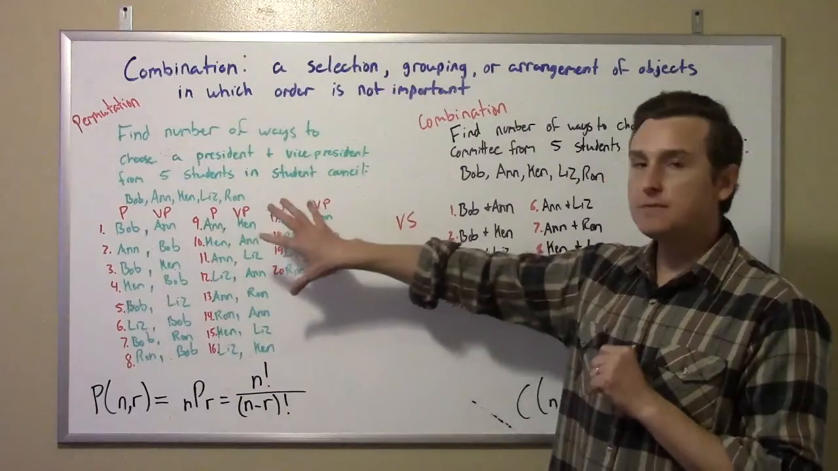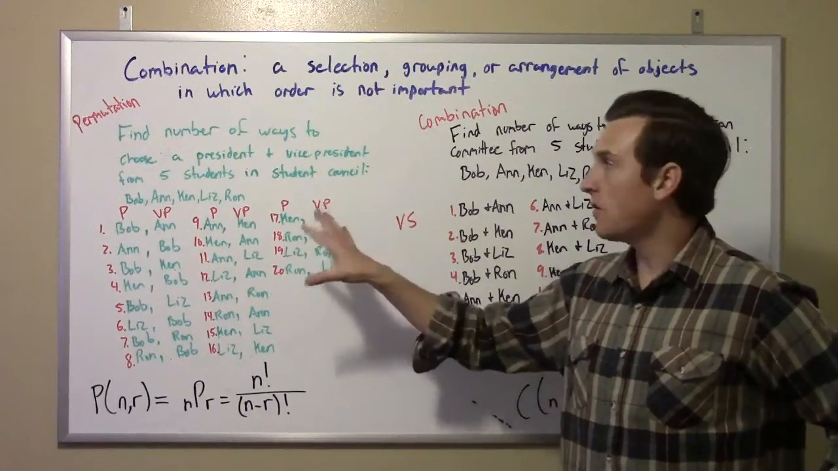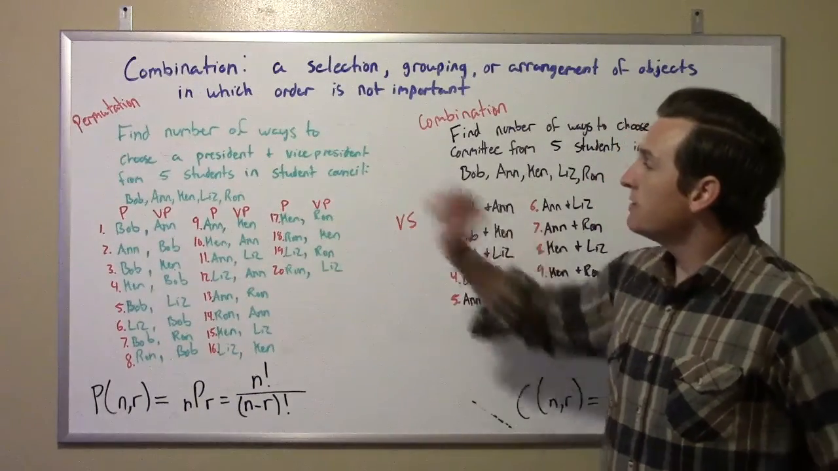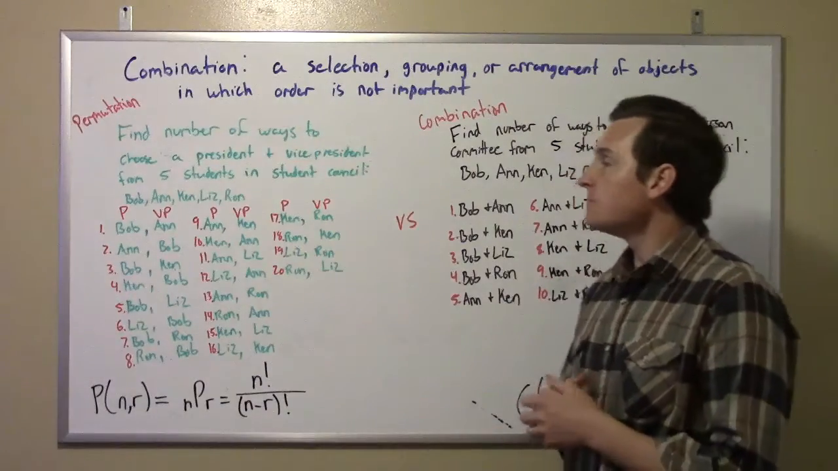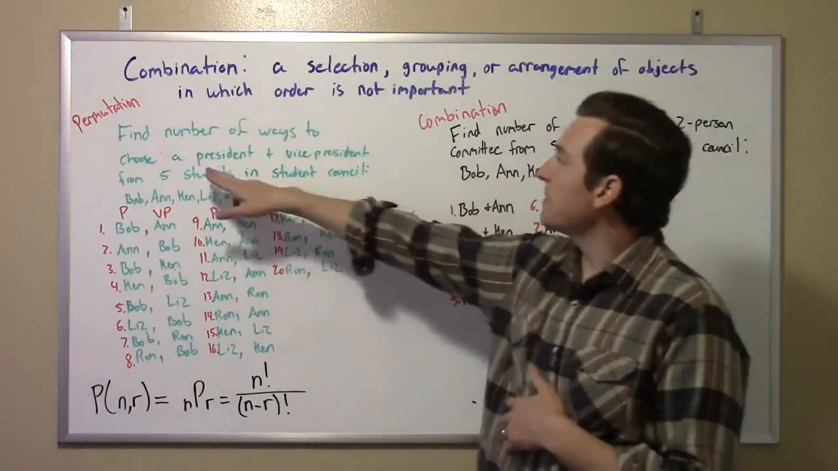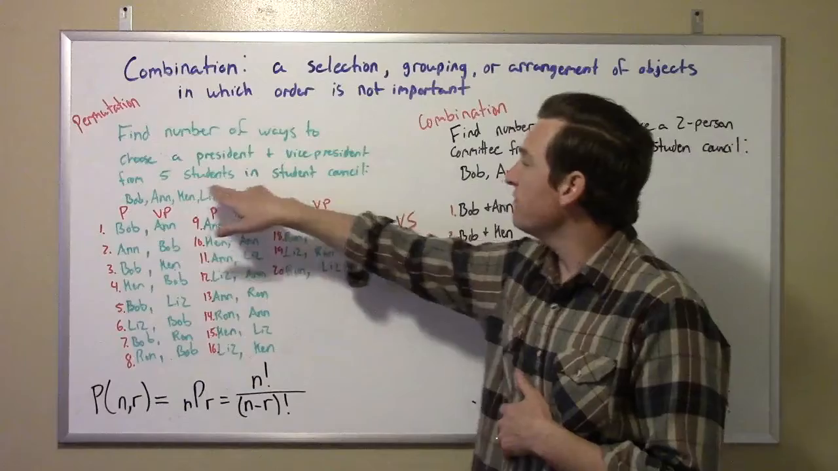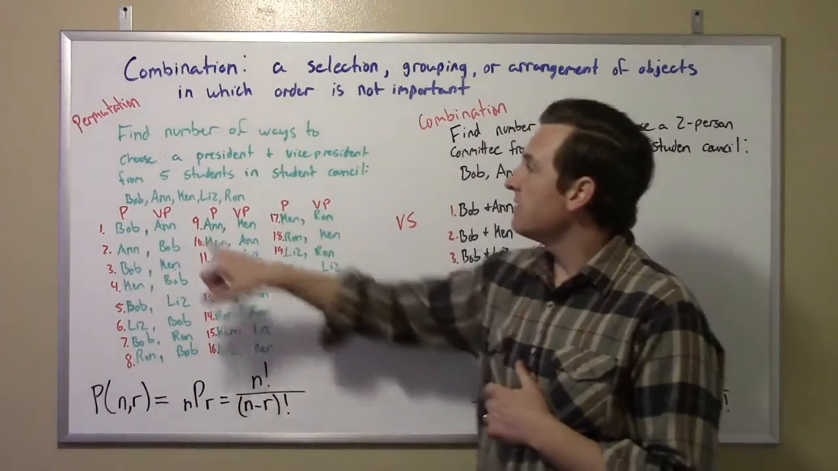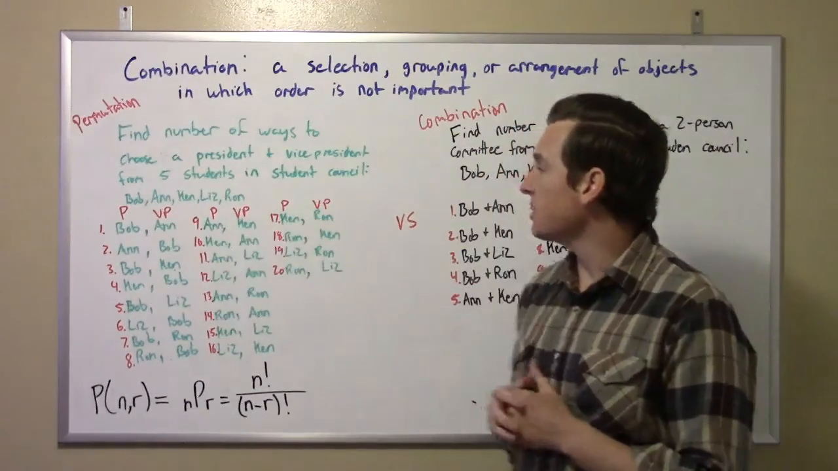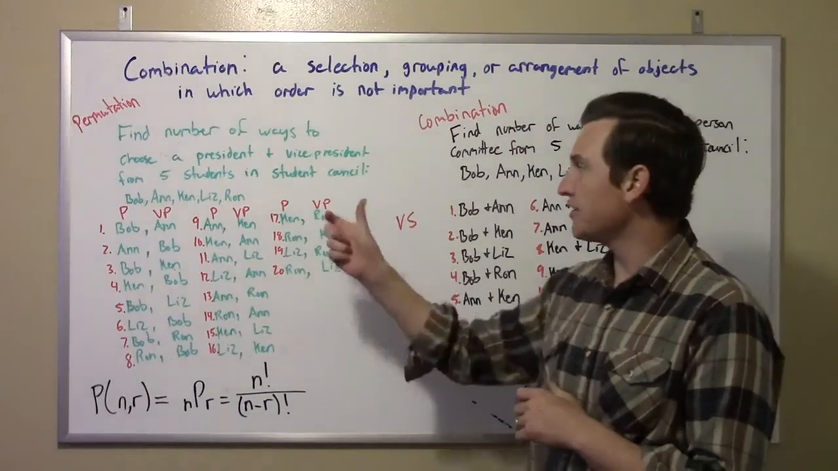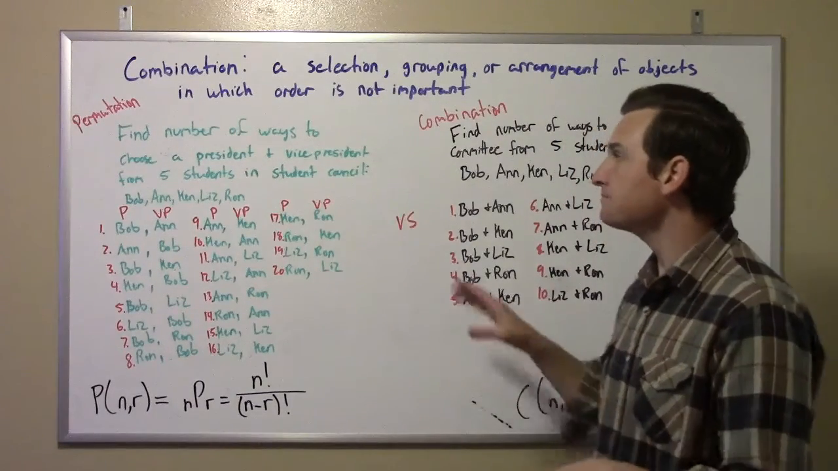Okay, so this is something that we would have done already, something that you already know how to do. So this is an example of a permutation. Find the number of ways to choose a president and a vice president from 5 students in student council, and the students' names are Bob, Ann, Ken, Liz, and Ron. I just picked some 3-letter names so it's easier to write.